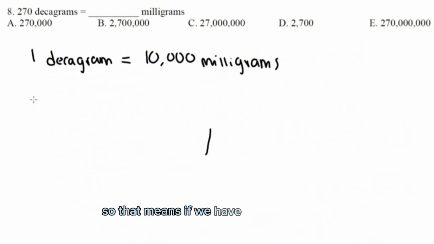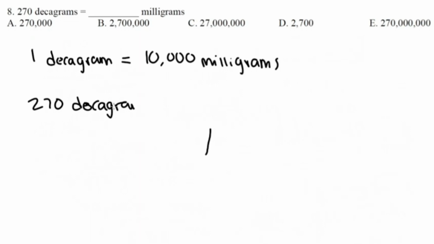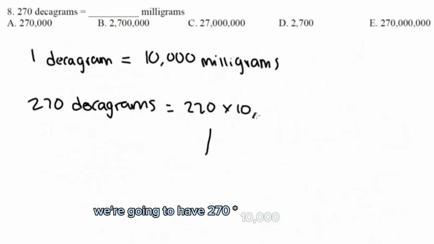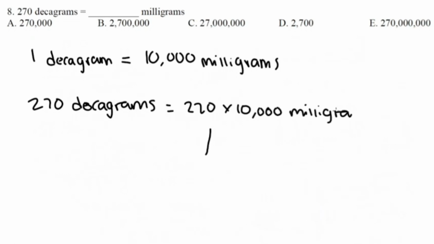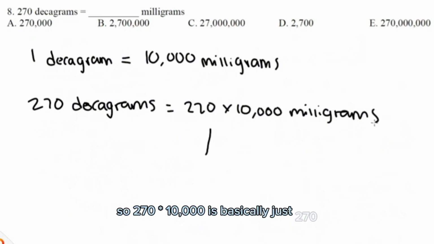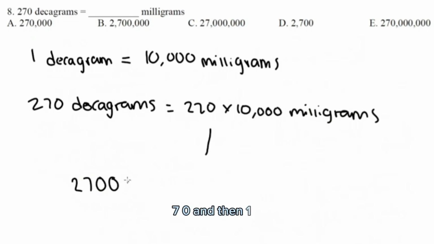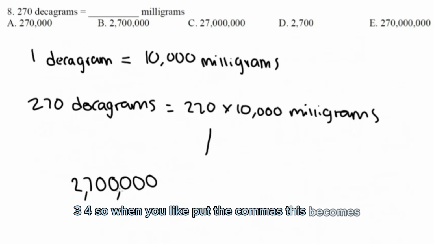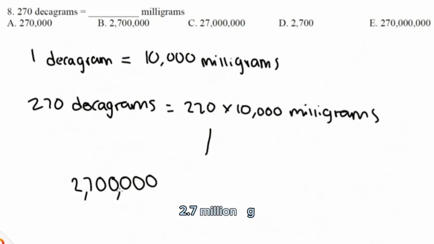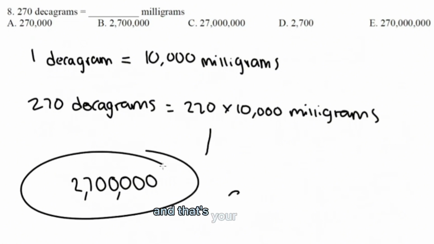So that means if we have 270 decagrams, we're going to have 270 times 10,000 milligrams. So 270 times 10,000 is basically just 270 with 4 extra zeros. So 270 and then 1, 2, 3, 4. So when you put the commas, this becomes 2,700,000 milligrams. And that's your answer.